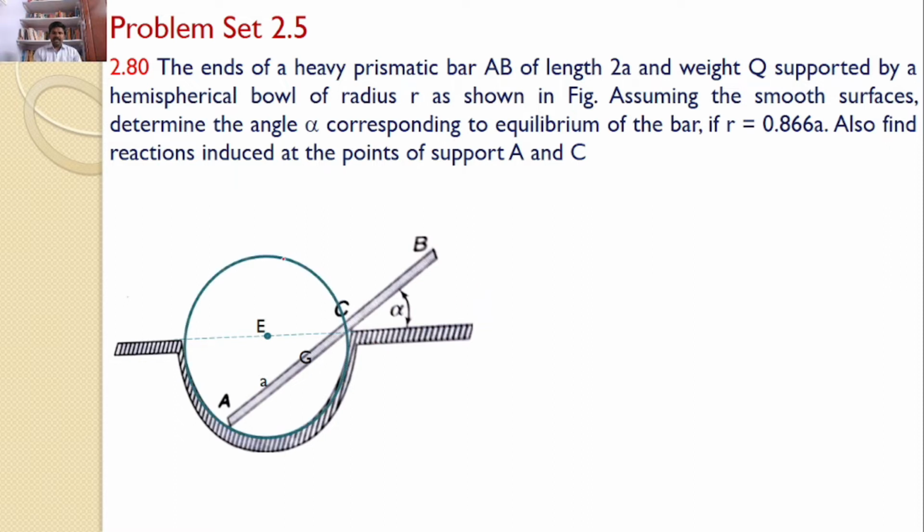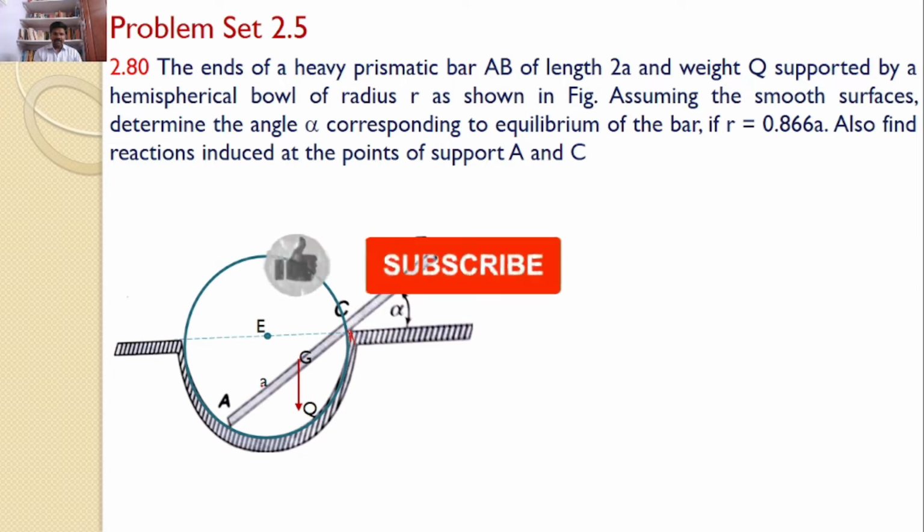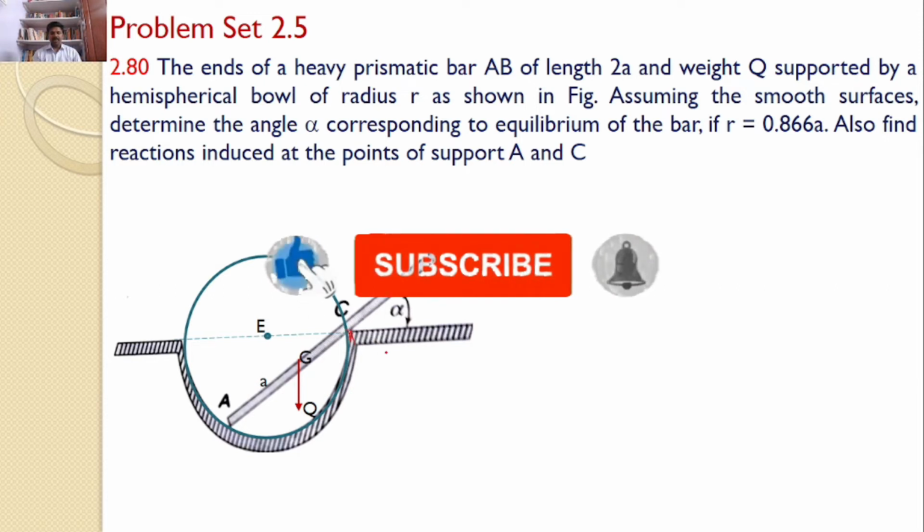Now first let us construct the total hemisphere. So this is the total hemisphere. Now EC is the radius, that is small r. We know that G is the center of gravity for the bar AB. Hence the weight always acts from G, and let Q be the weight acting from the point G. And you know AG value is small a.